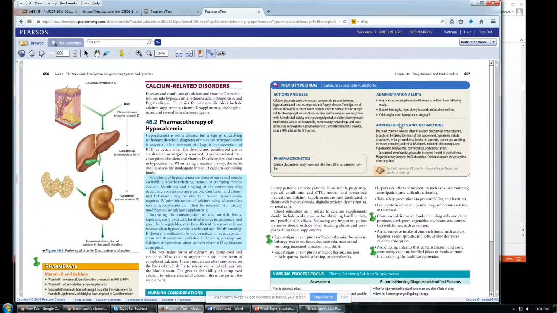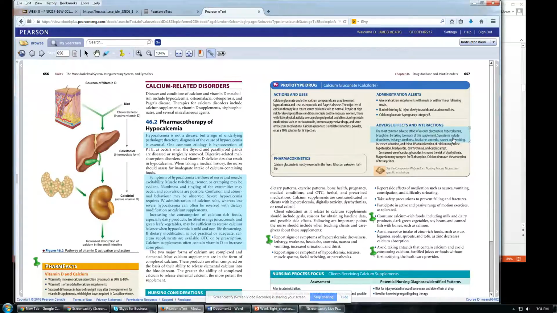There's one thing I brought to Professor Mears' attention. It says, avoid excessive intake of zinc-rich foods such as nuts, legumes, seed sprouts, and tofu, as zinc decreases calcium absorption. I did not know that. So you see, you read the book, you learn new things. That's right. Because you think, increase your intake of nutrients or zinc and stuff like that.